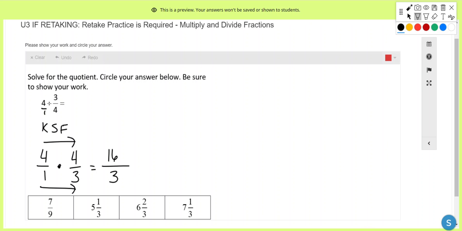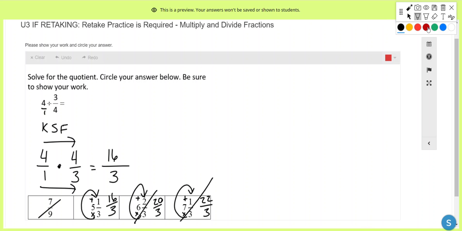I know my denominator's 3, so it can't be 7/9. So what I'm going to do is turn my answer choices improper and see which one matches. 3 times 5 is 15, plus 1 more gives me 16 over 3. So more than likely it's that one. I'm going to be safe and double check these ones. 3 times 6 is 18, plus 2 more gives me 20. So it can't be that one. And then this one, 3 times 7 is 21, plus 1 more, that gives me 22 over 3. So it can't be that one. So my answer for this one should be 5 and 1/3.